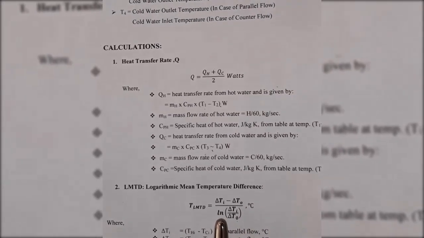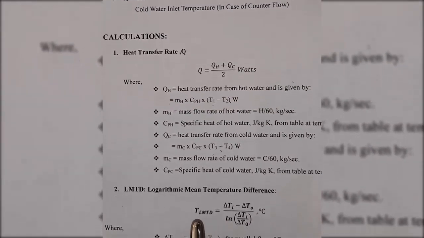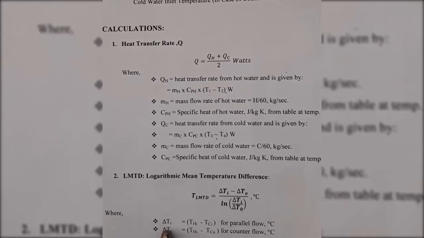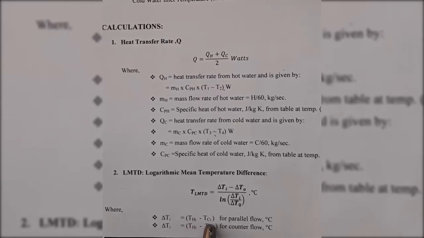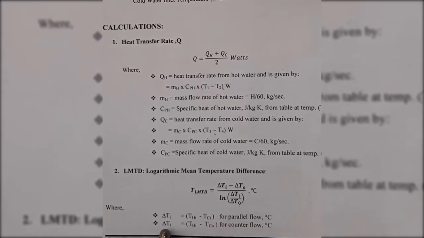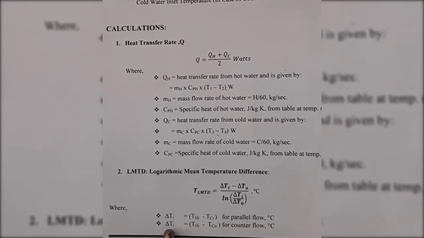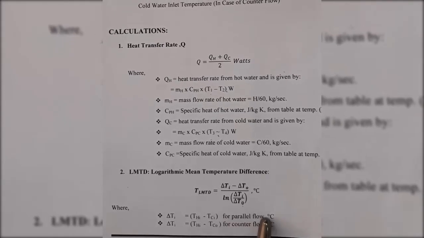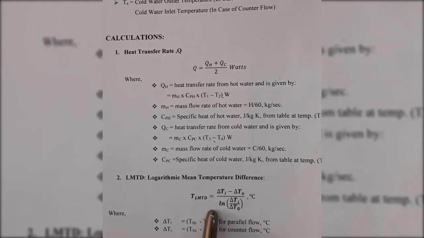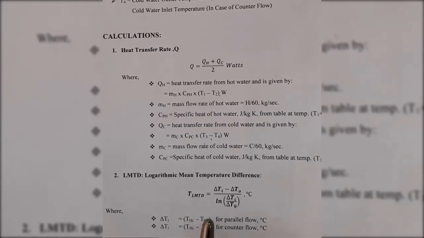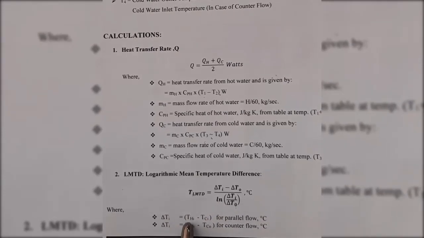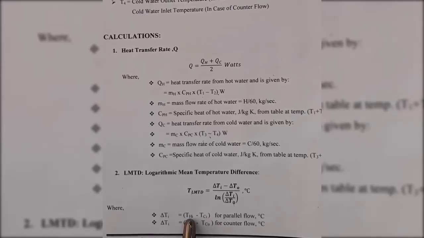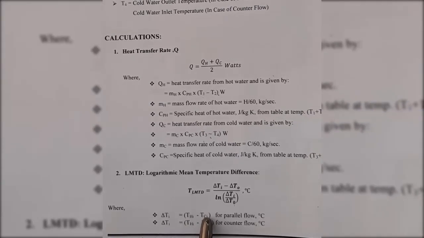What is the average temperature difference between cold water and hot water? So what is delta Ti? It is THI minus TCI for parallel flow, and THI minus TCO for counter flow. Depending on parallel or counter flow, you are going to opt for this formula. THI means temperature at hot water inlet, TCI means temperature at cold water inlet.